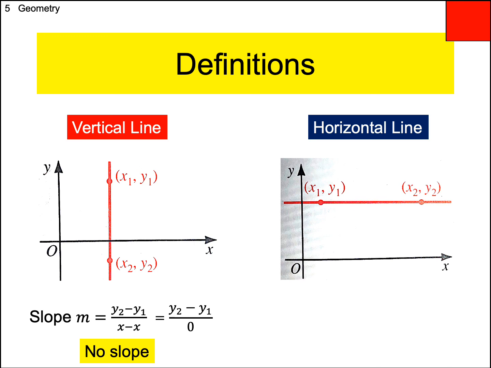Contrast that with a horizontal line. What's not changing on horizontal lines? On horizontal lines, the y's don't change, right? They both would have the same y values. That's the definition of a horizontal line. The y value stays the same. What's changing is the x values. So now we're not going to get a 0 in the denominator, because the x values do change for horizontal lines. But the y values remain constant. So you would get 0 in the numerator, which is fine. 0 divided by any number is 0, which is why the slope of all horizontal lines is 0.